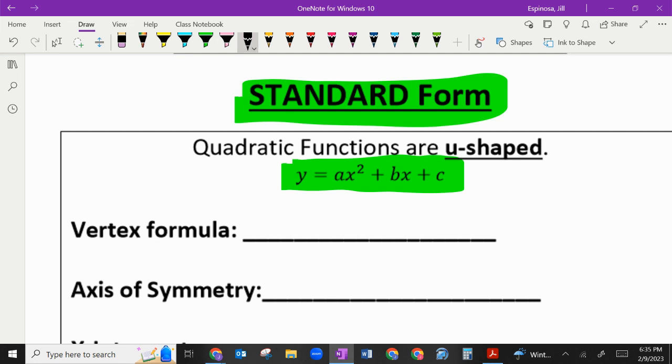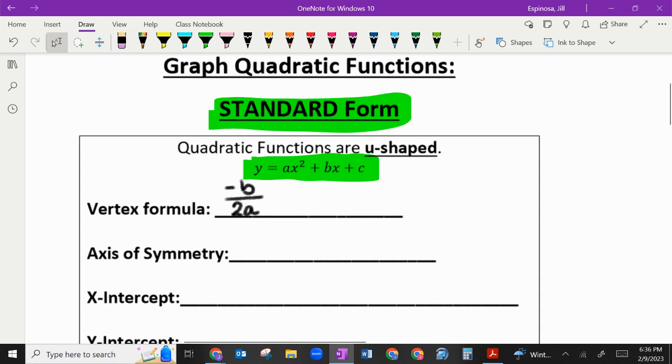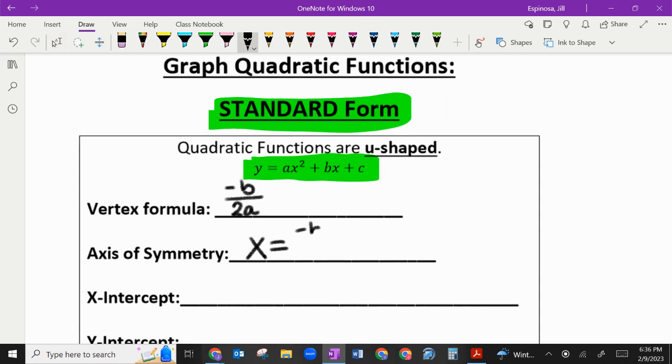So to find the vertex in this one, it's not as simple, but what you're going to do is take negative b over 2 times a. I'm going to rewrite that so you can see it a little bit better. Opposite of b, or negative b, over 2 times a, and then you're going to plug it in to find the other part of it. Your axis of symmetry is still going to be x equals that value.